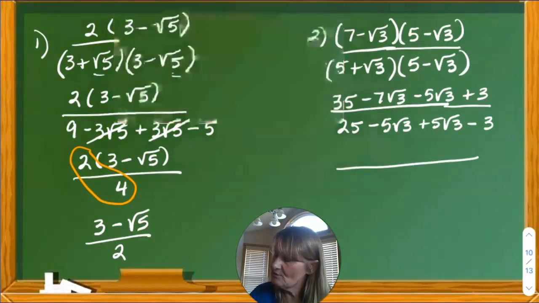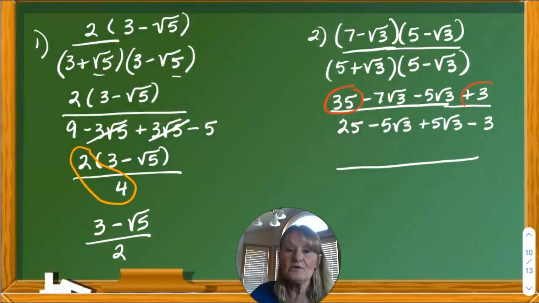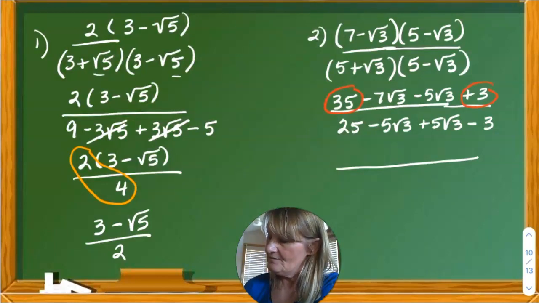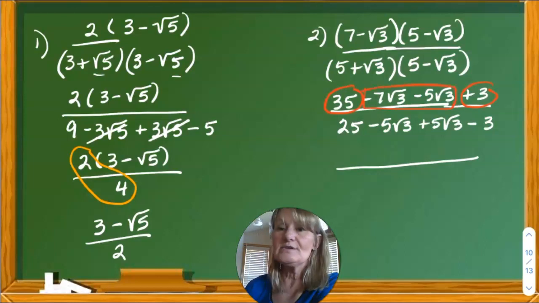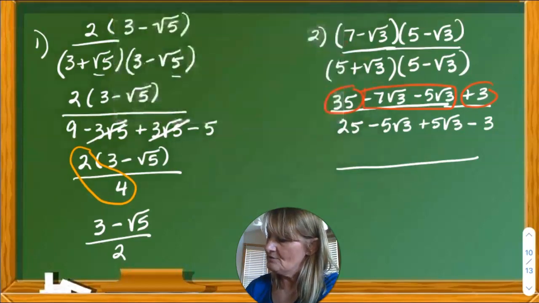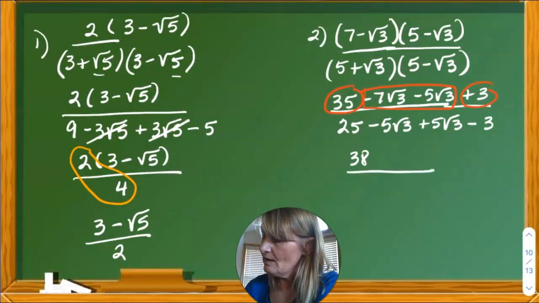So let's just do a quick remembrance here. I have the 35 and the 3 are going to be like terms. Okay, and I have the square roots are going to be like terms. Same thing as in the denominator. Okay, so 35 plus 3 would be 38. I'm going to shorten up my stick here. I don't need that long. And then a negative 7 square root of 3 and a negative 5 square root of 3 would be a negative 12 square root of 3.